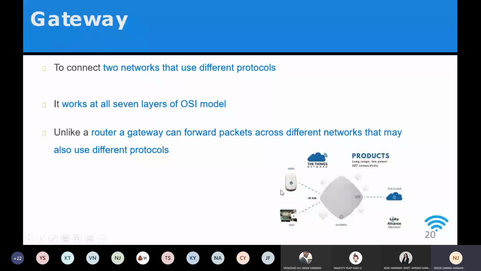Then we are going towards the next step, which is known as the gateway. What the gateway is doing is connecting two networks that use different protocols. This is the most important. While the two networks are using different protocols, then we need the gateways.